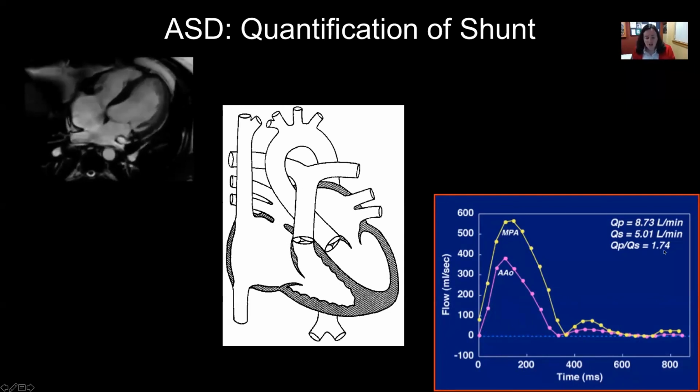This shunt fraction is 1.74 to 1, which in general, we would say with right heart dilation is something that we should consider closure. Always making sure there's not signs of elevated pulmonary vascular resistance, which is rare but could occur. But this type of hemodynamic assessment is very helpful.